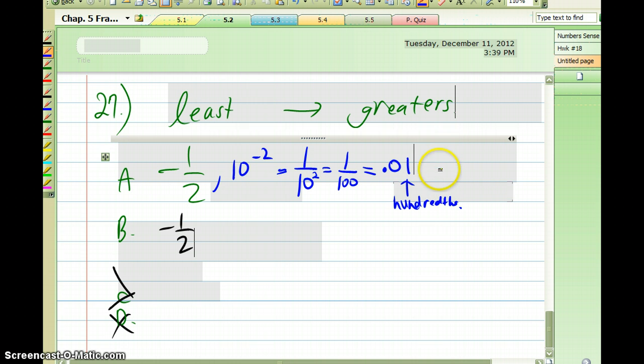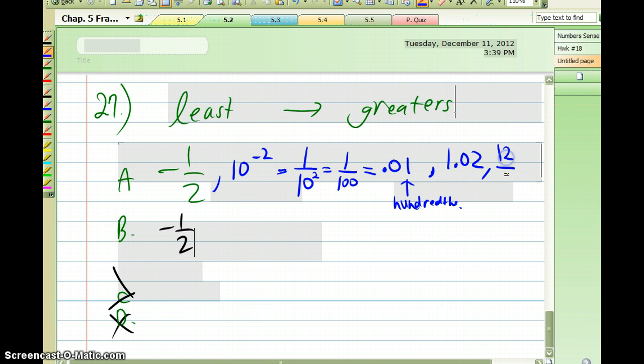Okay, and I want to see if that's going to be smaller than 1.02. It is. And then I have 12 over 1. That 1.02 is definitely smaller than 12. And then the last number, 10 to the second, is 10 times 10, giving me 100. So, wow, I did already get A. And I can kind of double check and see how we did with B, but I think we're okay with that one.